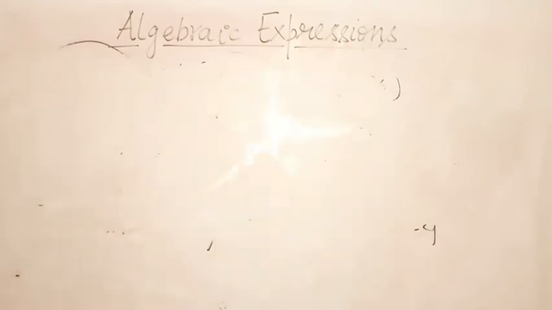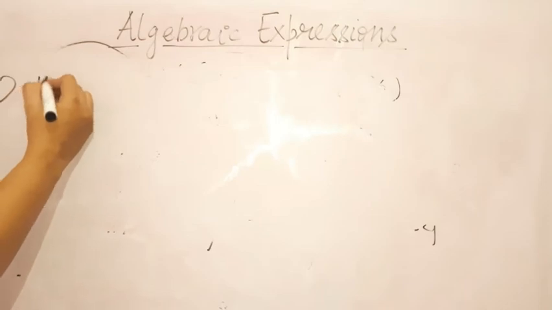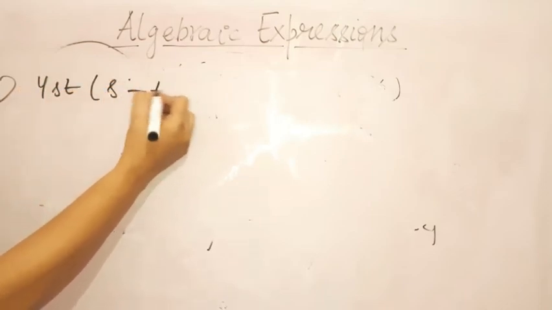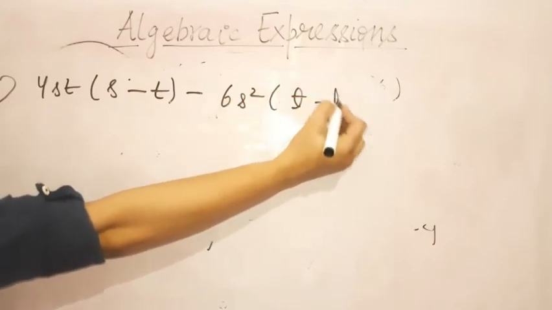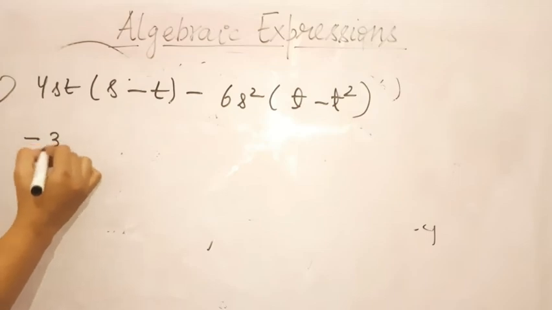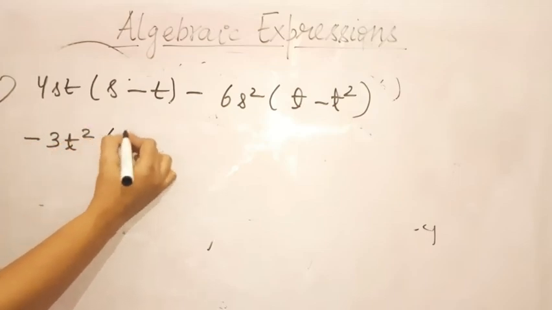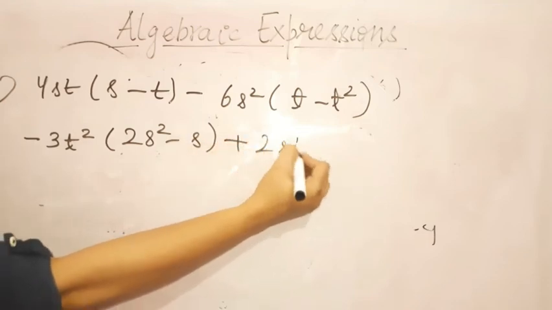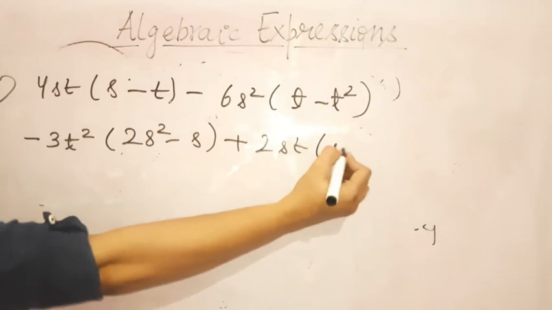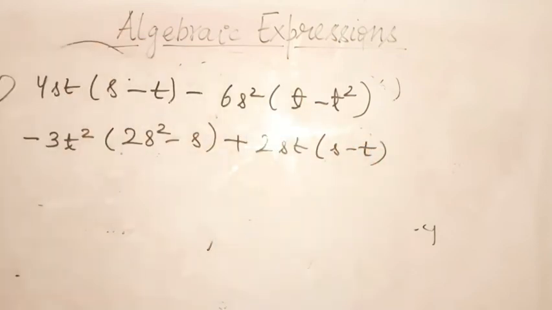Yes students, question number 26 is 4st(s − t) − 6s²(t − t²) − 3t²(2s² − s + 2st)(s − t). So students, what do you have to do in this question? In this question also you have to multiply a monomial by a binomial, and check whether anything can be cancelled or not. After simplifying everything you will get the answer.